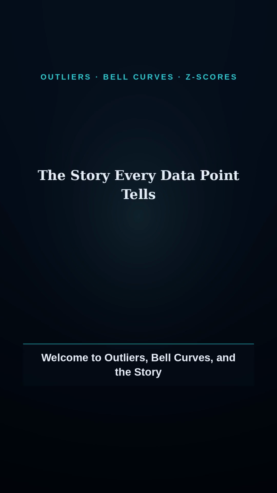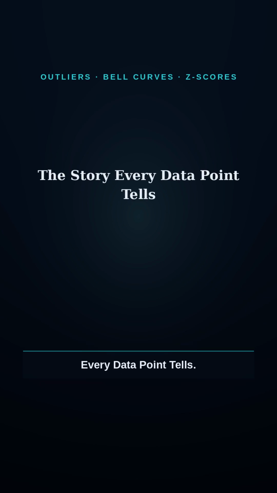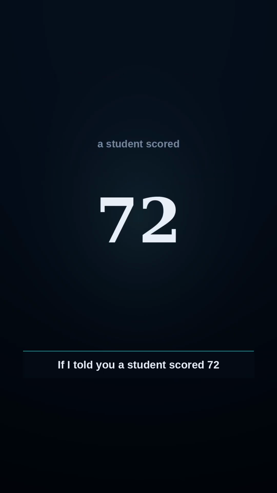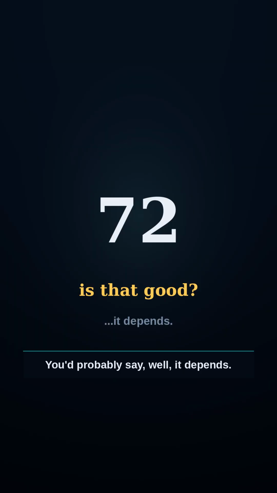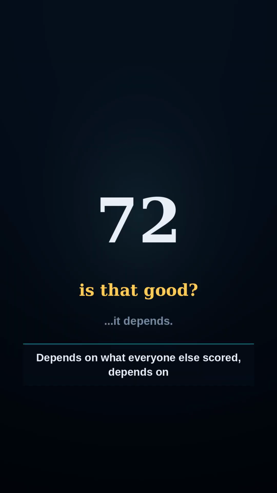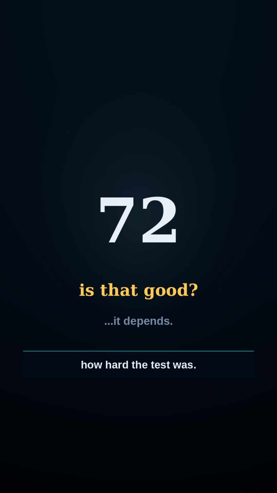Welcome to Outliers, Bell Curves, and the story every data point tells. I want to start today with a question, and it's one that sounds simple but is actually kind of profound. If I told you a student scored 72 on a math test, is that good? I mean, is it? You'd probably say, well, it depends. Depends on what everyone else scored, depends on how hard the test was.